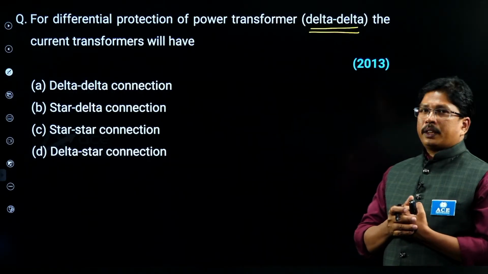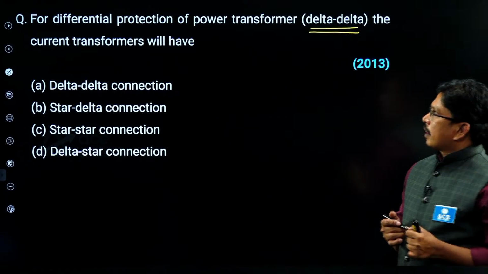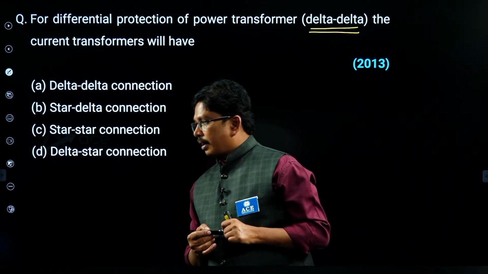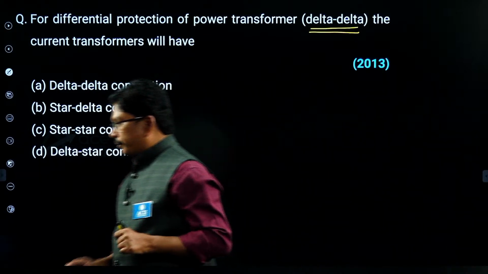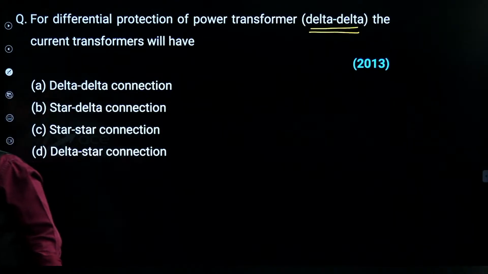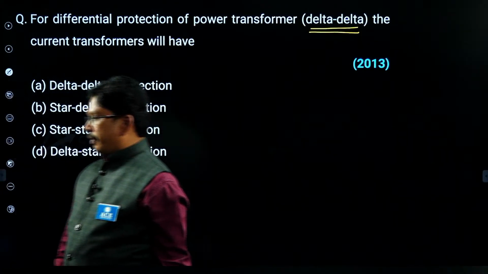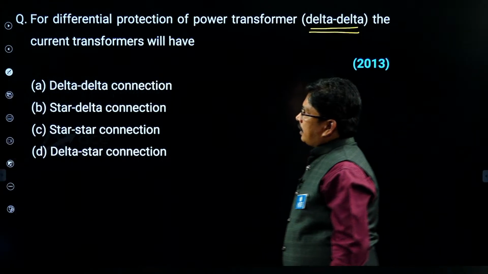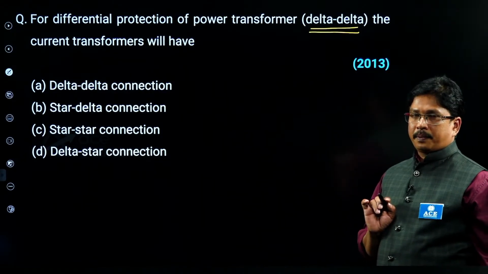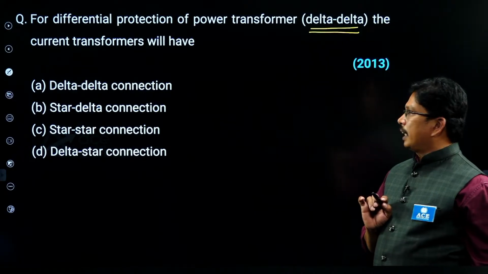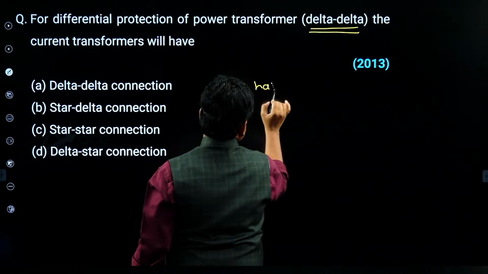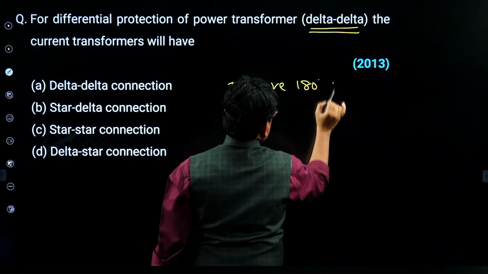For differential protection of power transformers, for delta delta connected transformers, Arun Kumar, it's option C. It is given star star, very good. Manisai, very good. Viraya, very good. Very good, students. See here, students, the differential protection needs 180-degree phase angle difference.